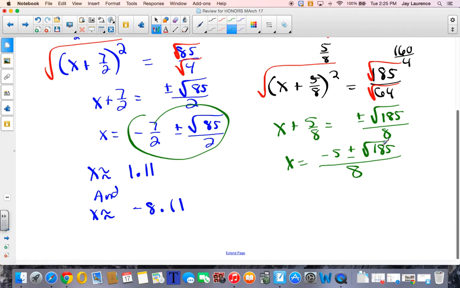I get negative 5 plus square root of 185 divided by 8. And we get about 1.07. I'm rounding to the hundredths place. And then when I subtract in my numerator, I get about negative 2.3.